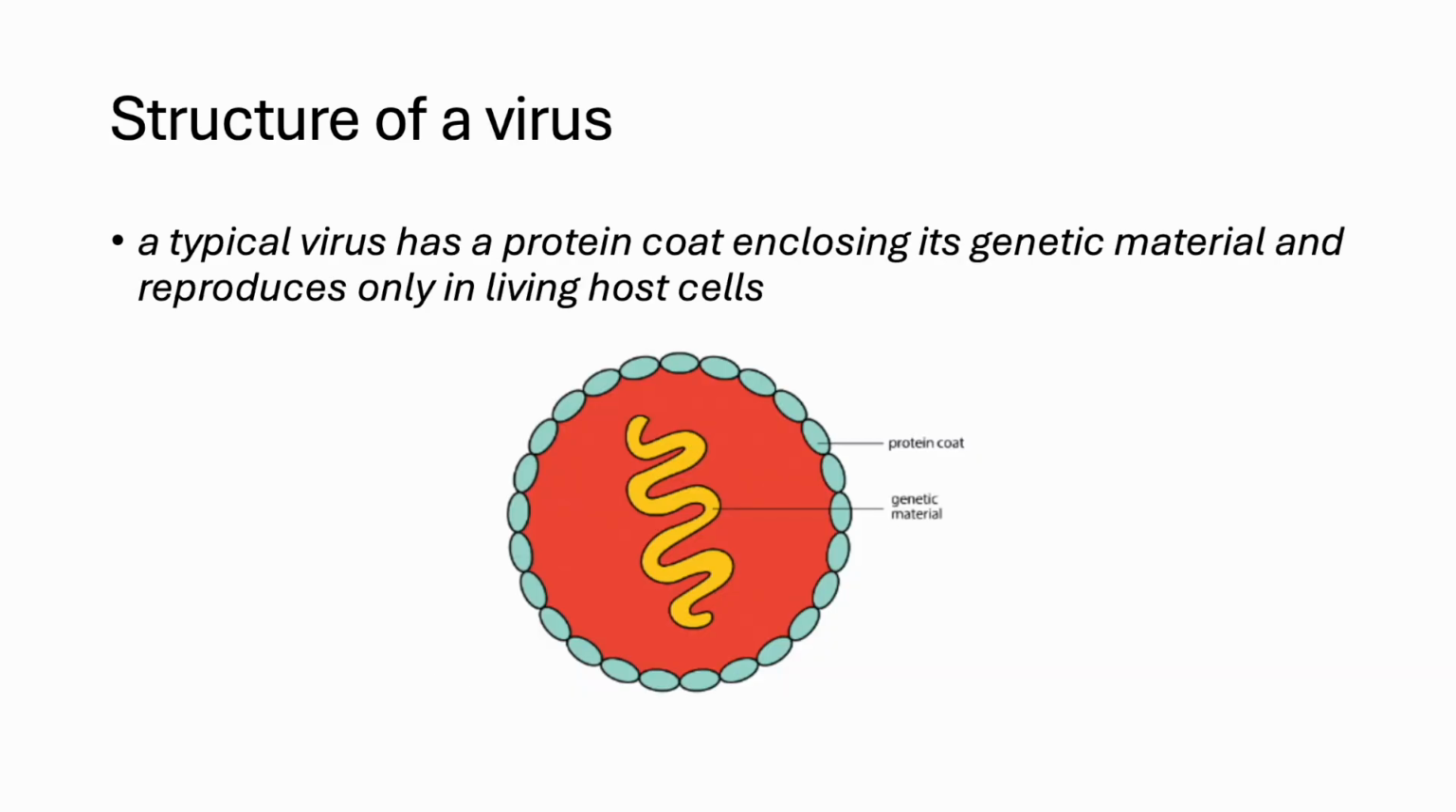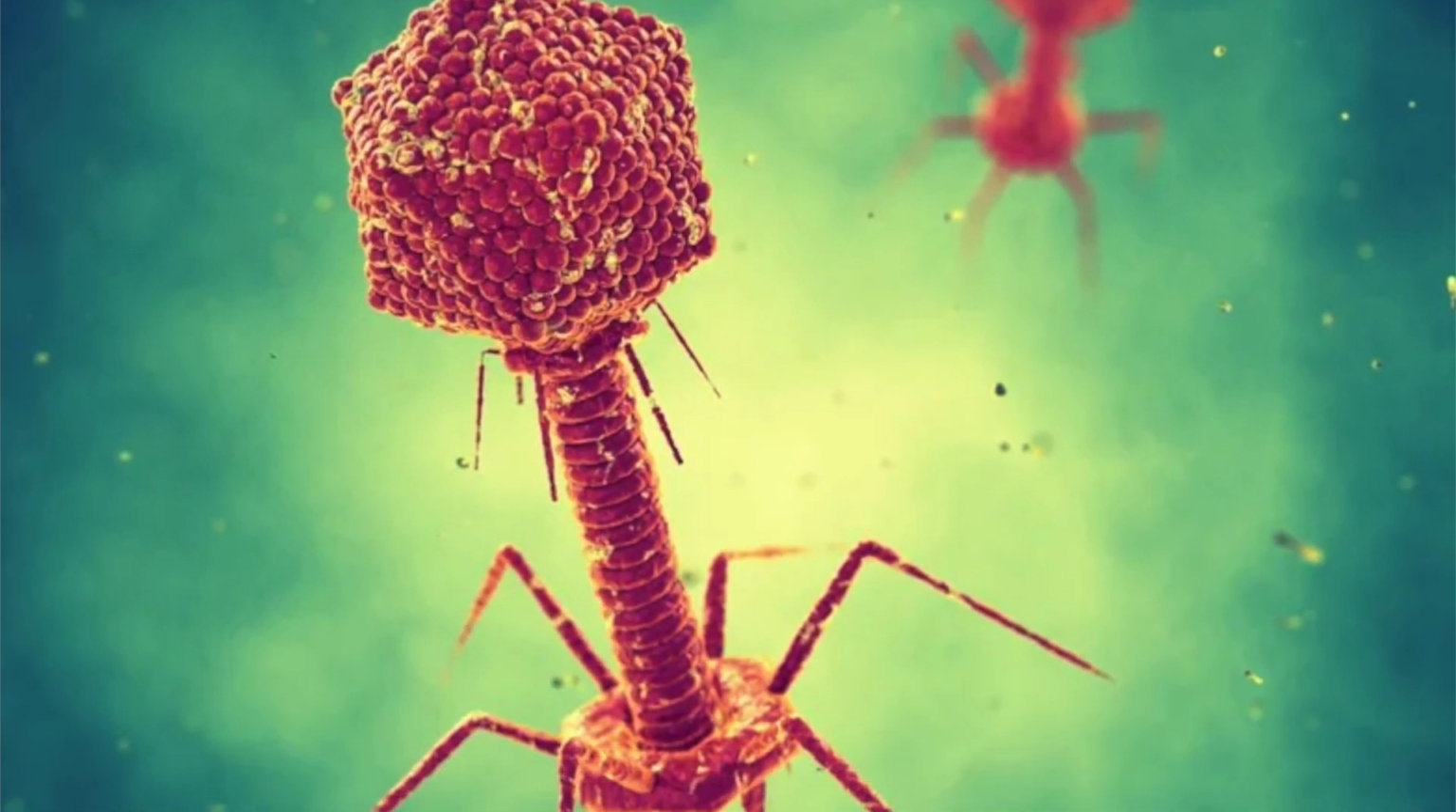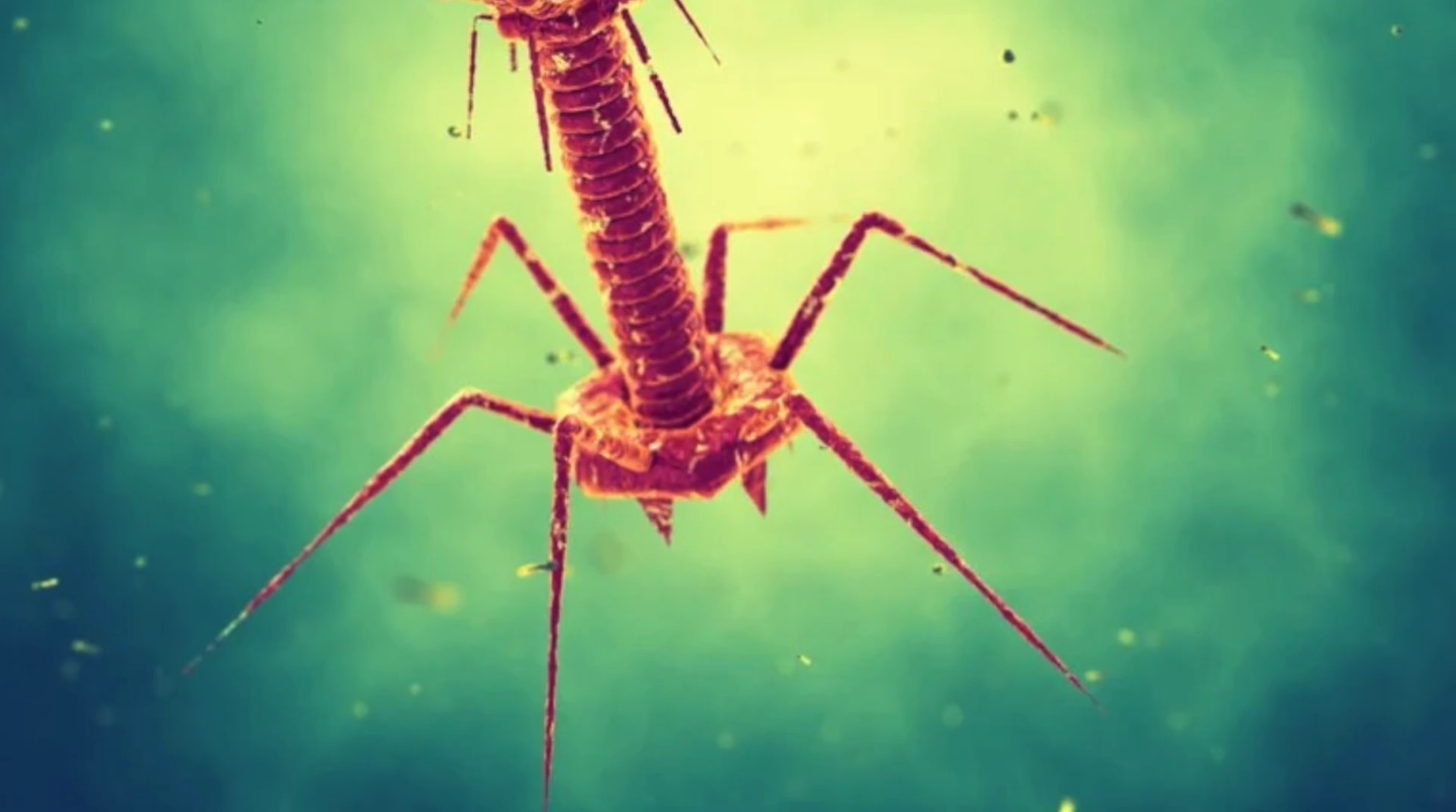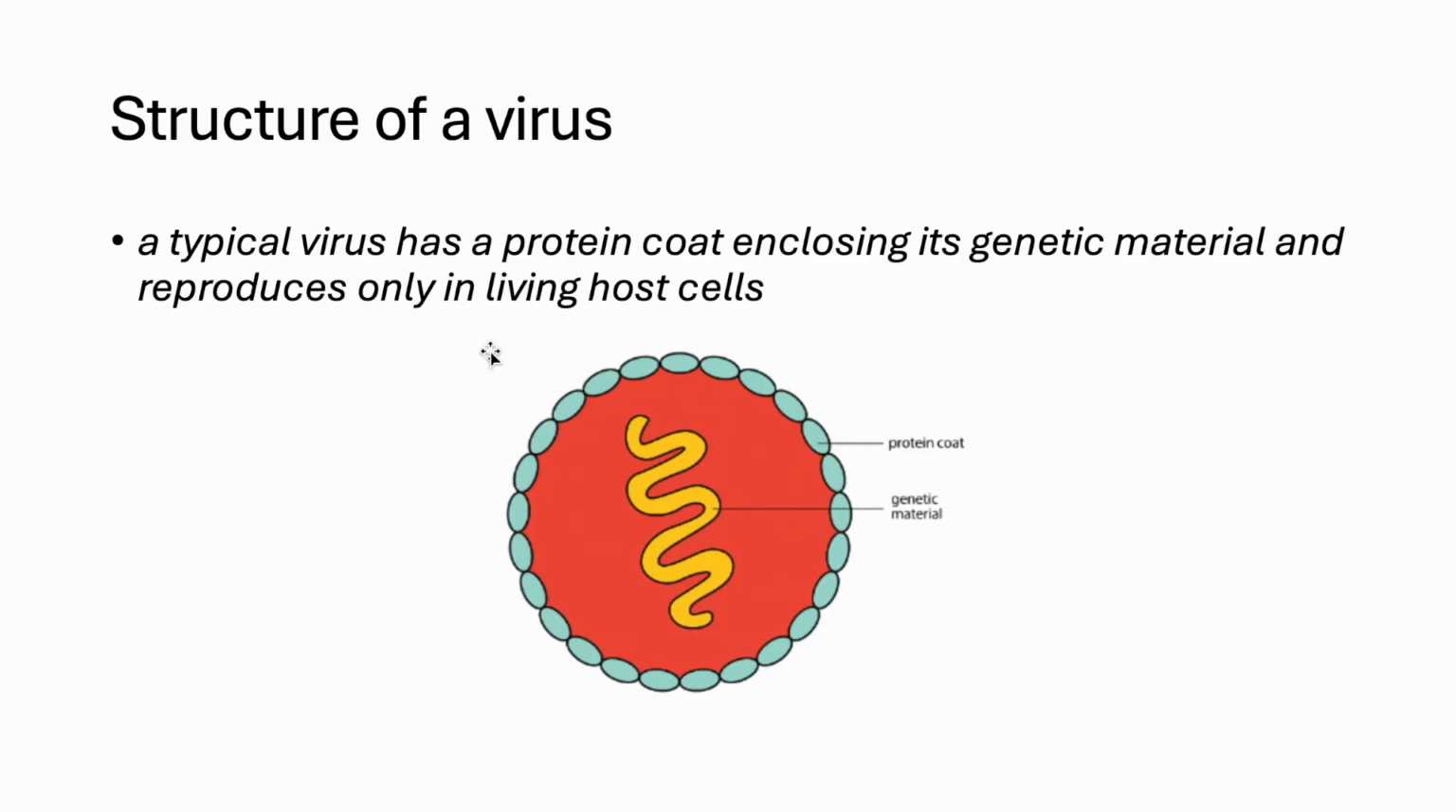And let's look at viruses. Viruses come in not just a circular shape, there are a lot of different kinds of shapes. There are bacteriophages that look pretty much like a little spaceship. But generally, the viruses that attack humans, that cause problems to us and are of concern, will be this kind of shape. They are enveloped. A typical virus has a protein coat enclosing its genetic material, and only reproduces in living host cells.